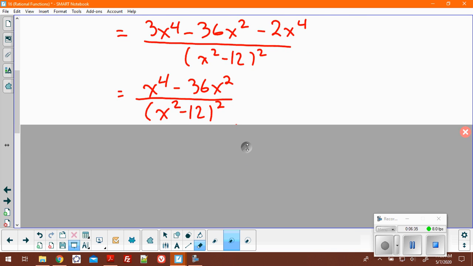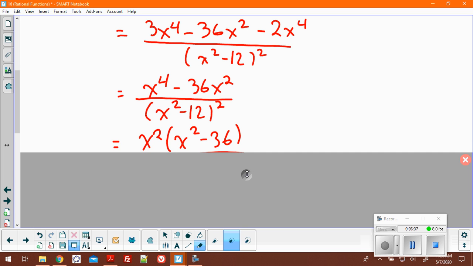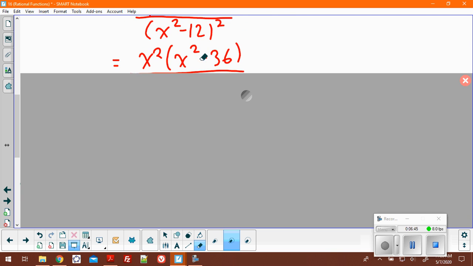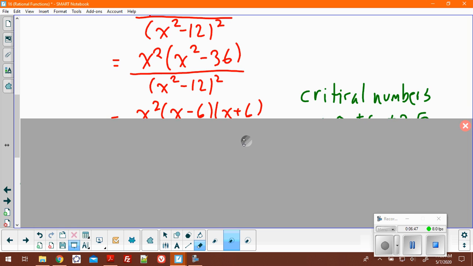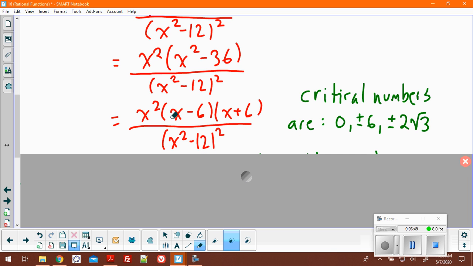Okay, and I know I'm going to need to look at the critical numbers in a minute, so I'm going to keep factoring this. So I common factored out x squared. And now this is the difference of squares. Okay, so there's all my different things.